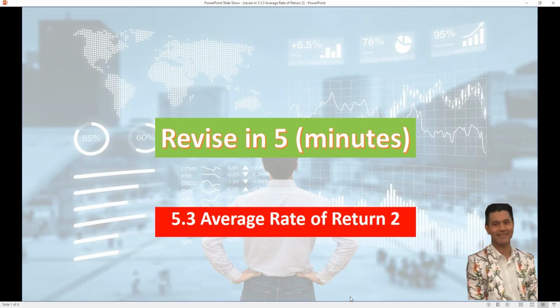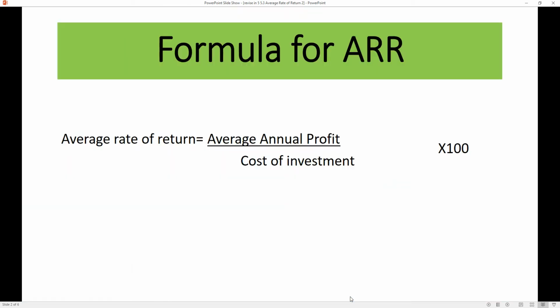So again, we're going to look at 5.3, which is average rate of return. This is the second video, so if you haven't watched the first video, please do watch it. But this one is going to focus more on some different examples on how it might be presented in your assessments. So just to recap, the formula for average rate of return is this.